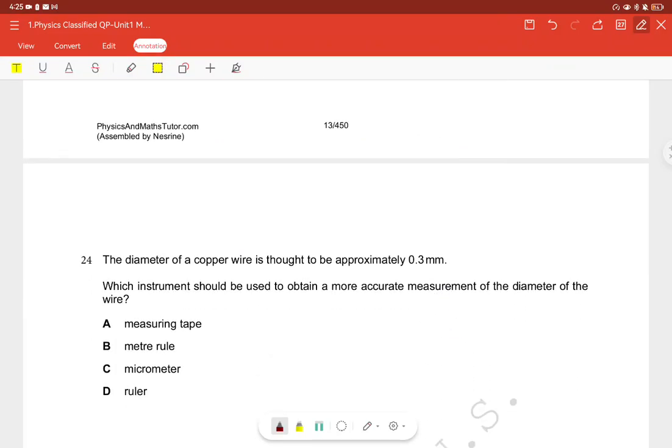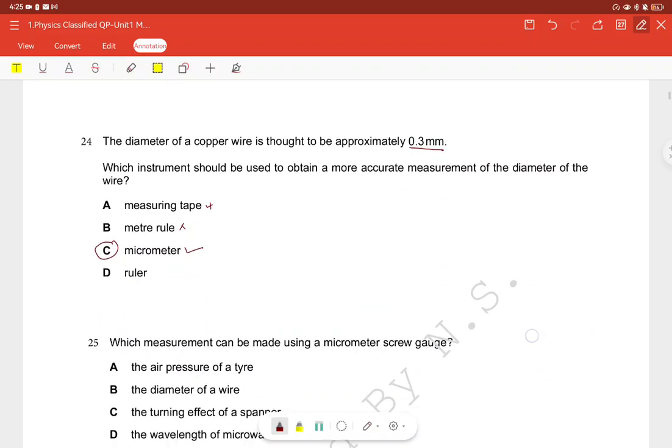The diameter of a copper wire is thought to be approximately 0.3 millimeter. Which instrument should be used to obtain a more accurate measurement of the diameter of the wire? The diameter of the wire is a very small length. We cannot use a measuring tape. We cannot use a meter ruler, but we can use a micrometer for small lengths like this.